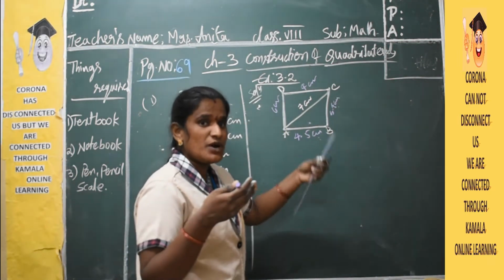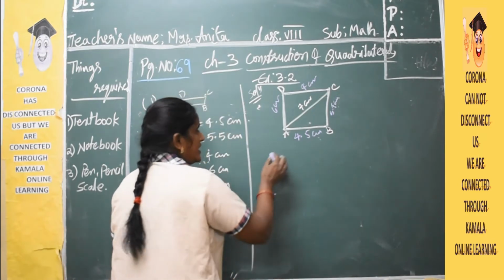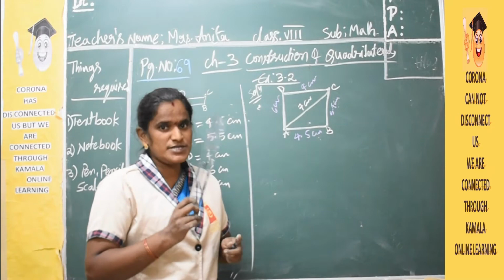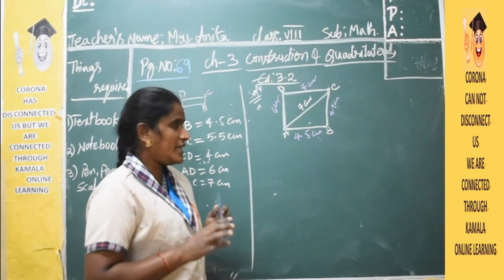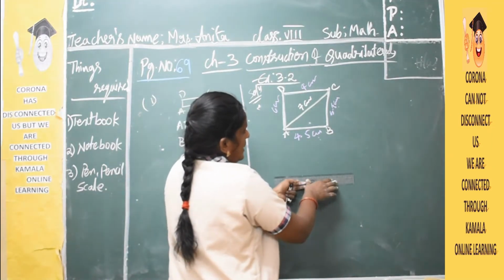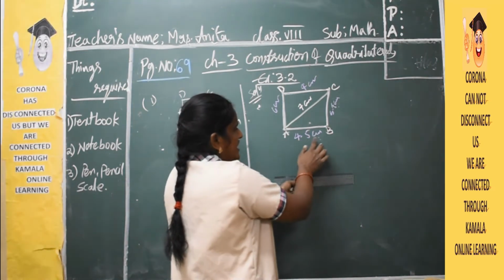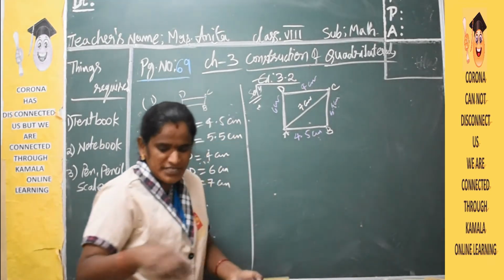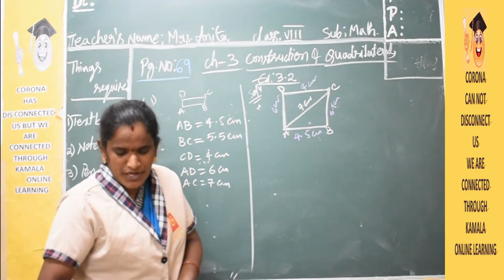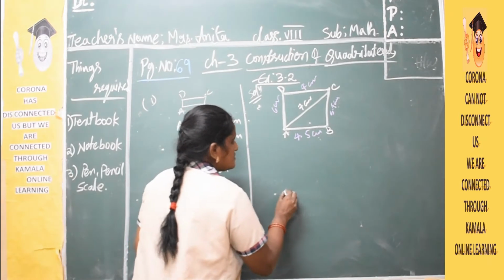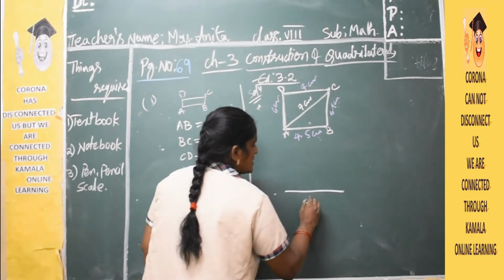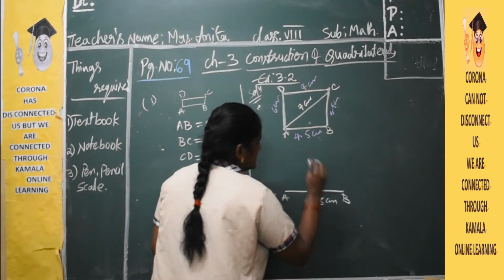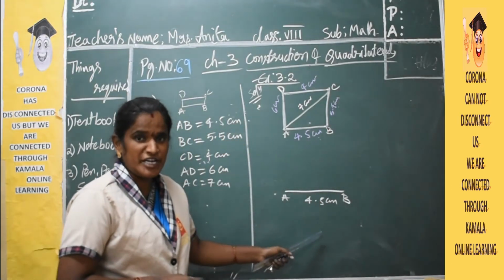What is the base of this quadrilateral, children? AB is the base of the quadrilateral. Use the ruler. This is a ruler or not? Use the ruler. Take a measurement of 4.5 centimeters on this. I am taking it roughly, children. So this is not exact. Assume this is 4.5 centimeters. Draw a line segment AB, that is 4.5 centimeters.